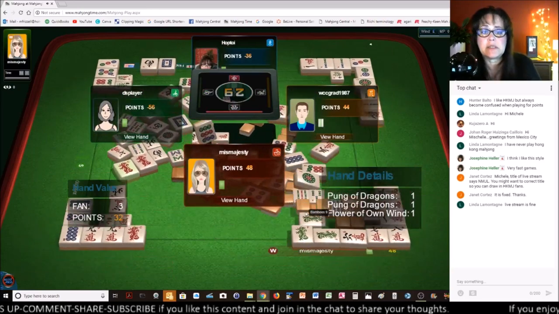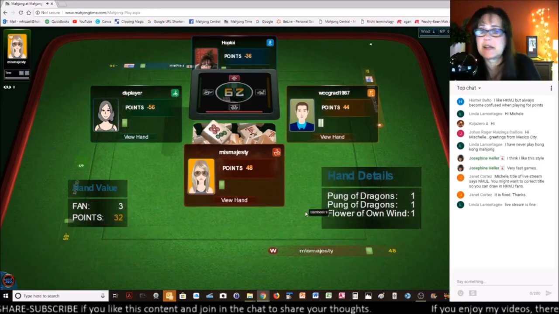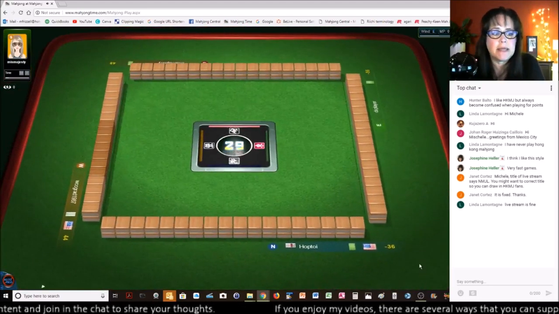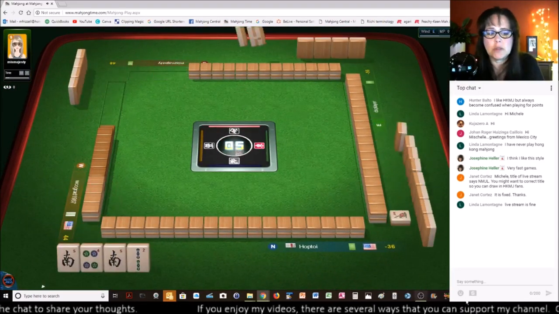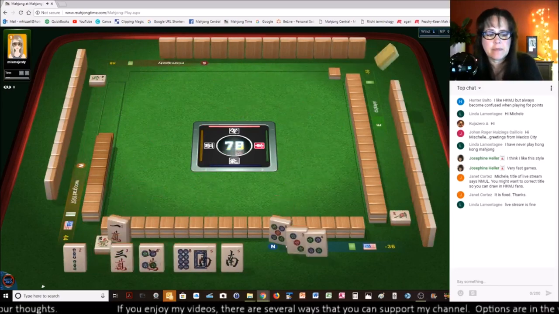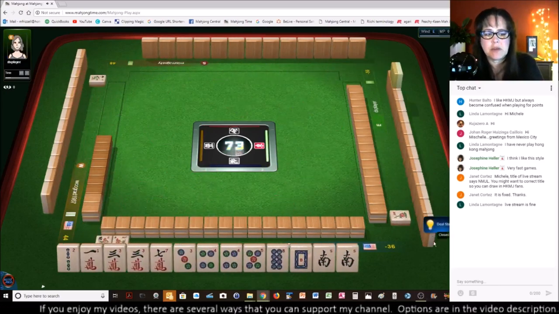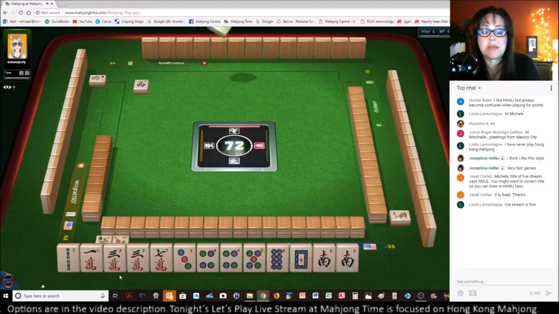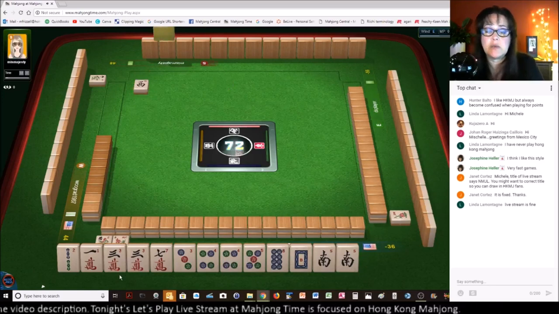Oh, okay. Let's see if we can try to play an actual hand here. Okay, one big hand, we can get out of this hole. Third place. Third place with all the connection issues. Okay, we're in north seat. We have a pair of souths, a pair of four dots, and a pair of three cracks. We could maybe play all pung or half flush with dots.